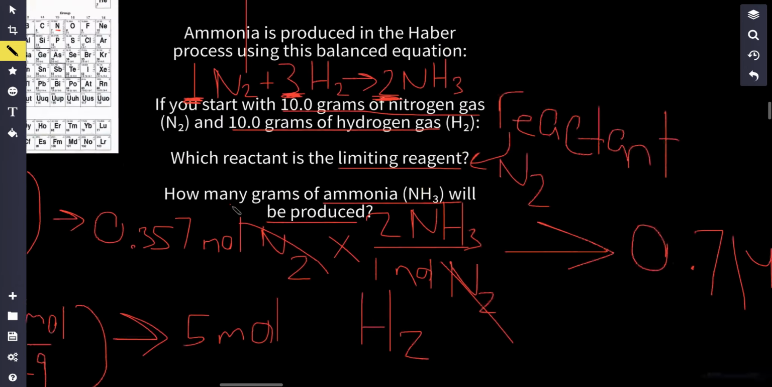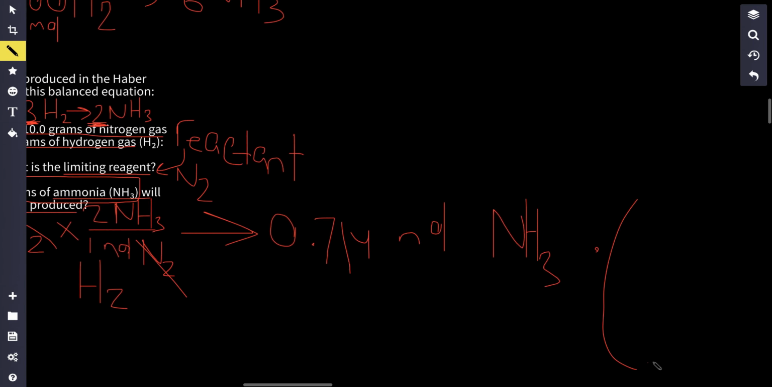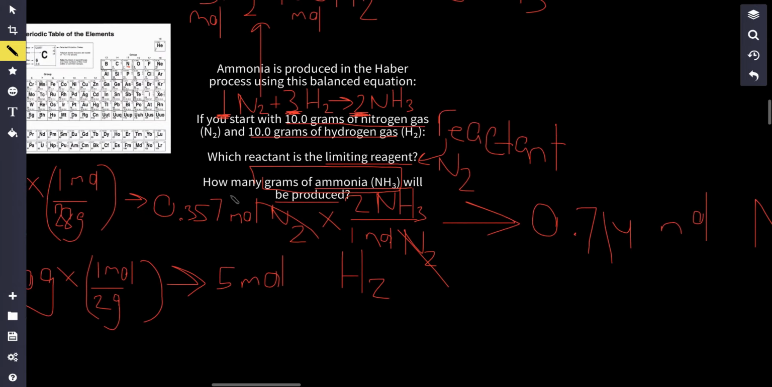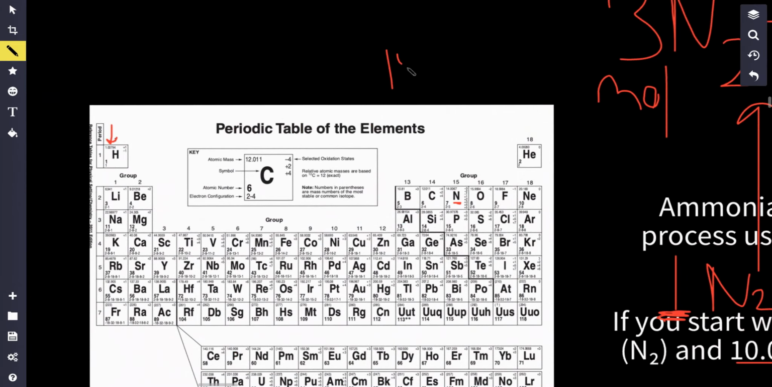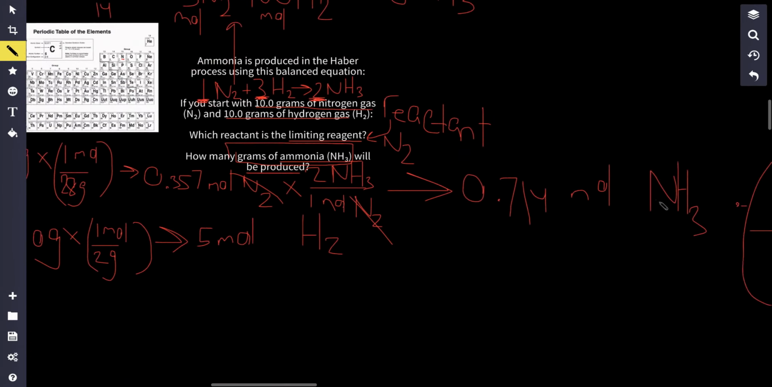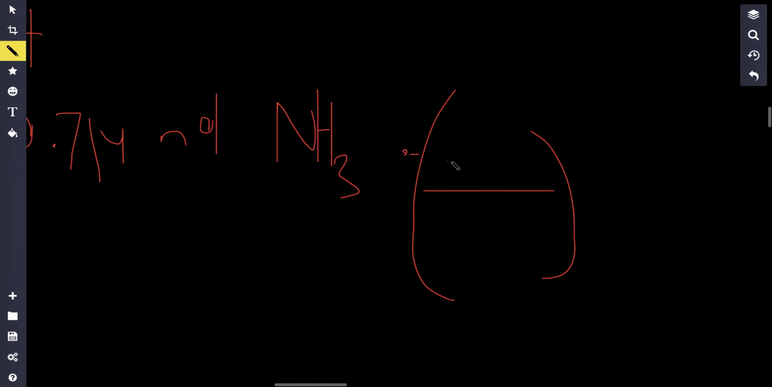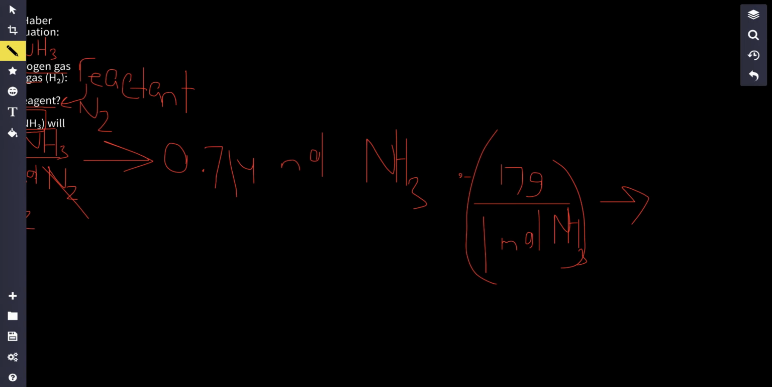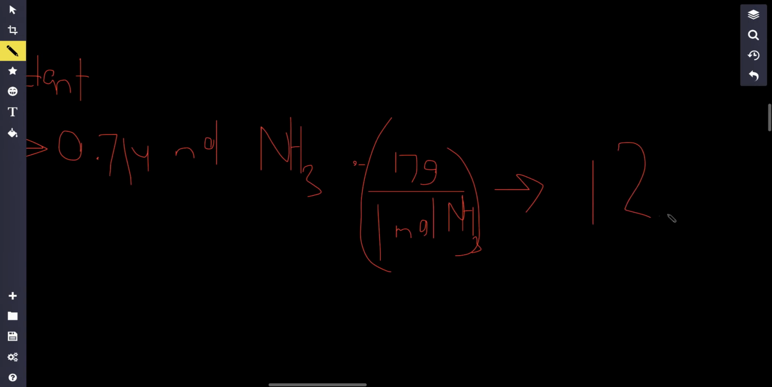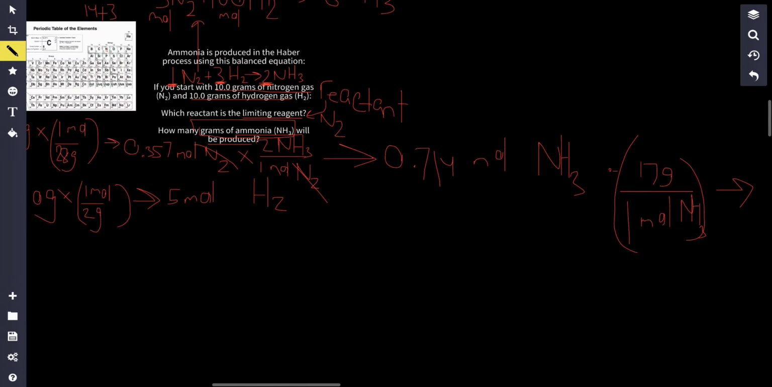Now, we're trying to find out how many grams of ammonia, so we just have to convert from moles to grams. How do we do that? We just have to use molar mass. N weighs about 14 and hydrogen weighs about 1, and we have 3 hydrogens, so 14 plus 3 times 1 gives us 17 grams. So for every 1 mole of NH3, it's going to weigh about 17 grams. Doing the calculations, we get about 12 grams as our final answer. And that is going to be the mass of the NH3 that is produced.